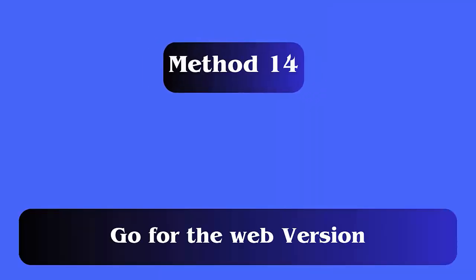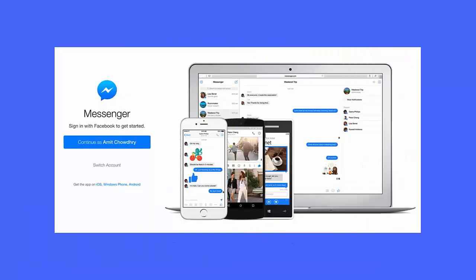Method 14. Go for the web version. You can also go for the web version of the app and check if the same issue occurs. Simply, open messenger.com on your PC and log in with your credentials. If you get the error here also, then clear the cache and check.